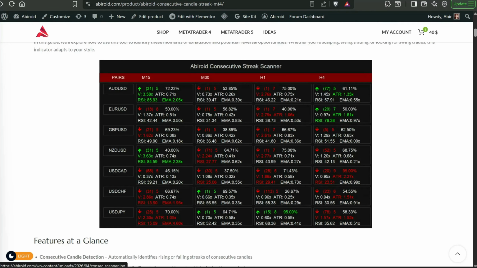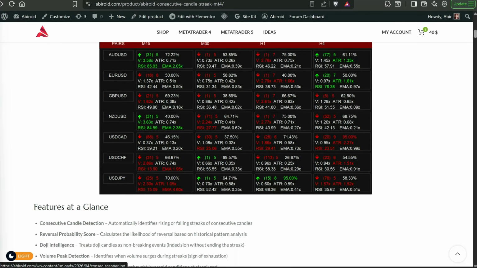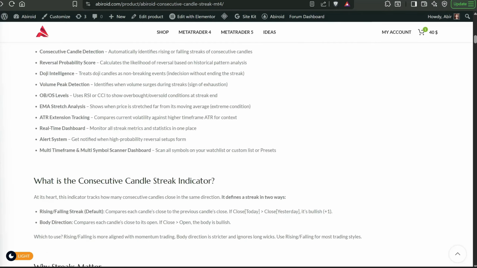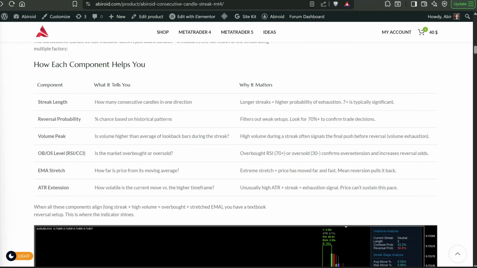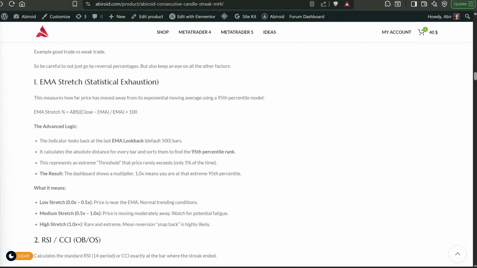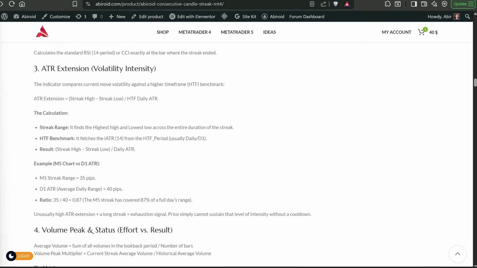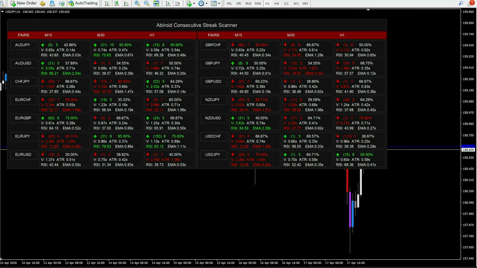First, I'll just talk about the scanner components and exactly what all of these filters do. If you want to dive into detail about how all of those are calculated, then just look through this product page and check out all the calculations here. So let's just go to the chart.